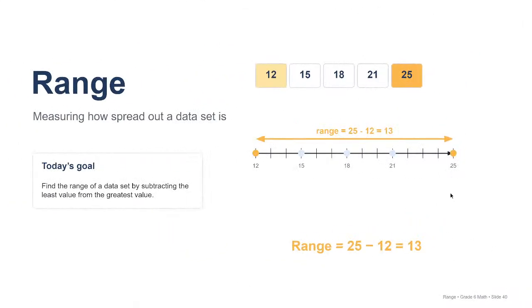Okay, next one, or the last one, is range. Range is measuring how spread out a data set is. 12, 15, 18, 21, 25.